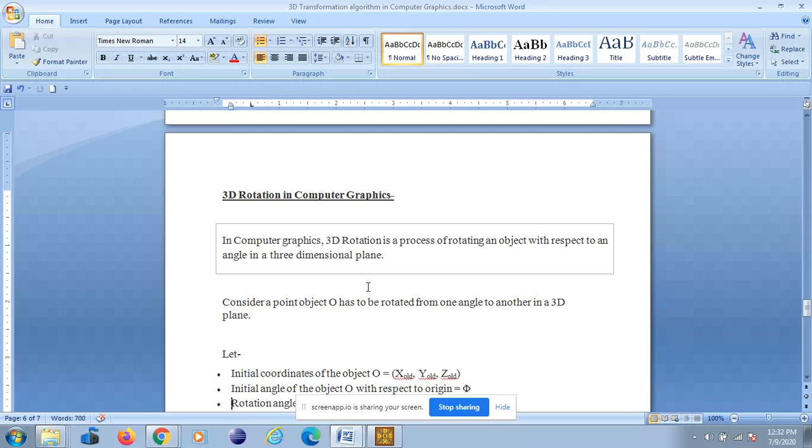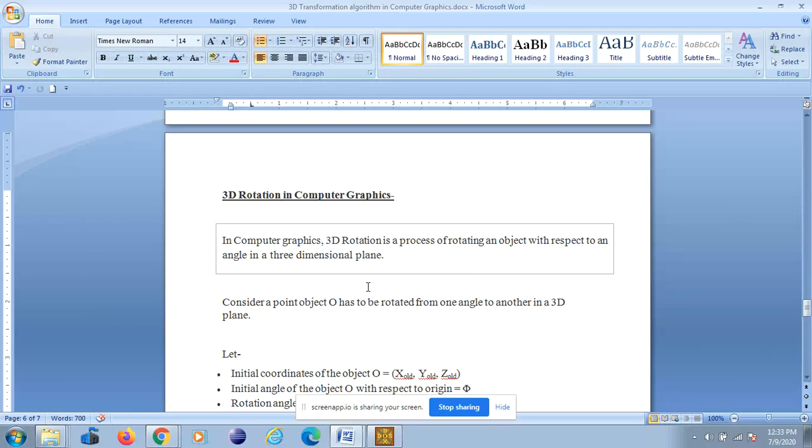So in this video, I will discuss 3D rotation in computer graphics. This is the third technique in 3D transformation, that is 3D rotation. I will discuss how it works in 3D transformation, and after teaching you, I will show you the implementation of 3D rotation also.